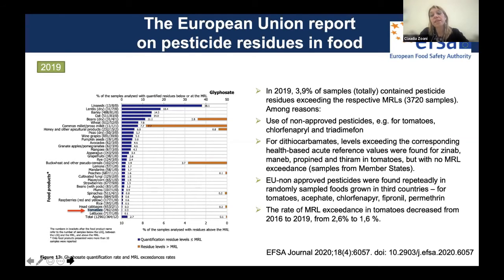Some EU non-approved pesticides were found in randomly sampled foods grown in third countries. For example, for tomatoes, they were acephate, chlorfenapyr, fipronil, and permethrin. And okay, as good news, the rate of exceedance in tomatoes decreased from 2016 to 2019 from 2.6% to 1.6%, just to give you some hints specifically on pesticide residues on tomatoes.